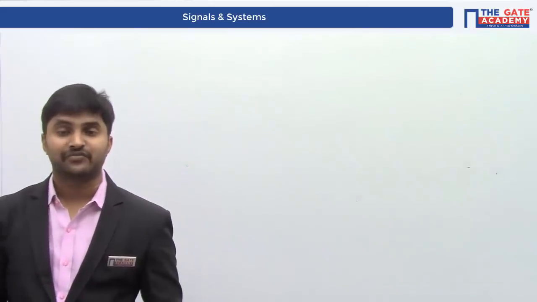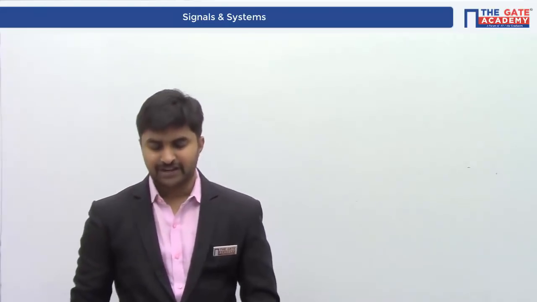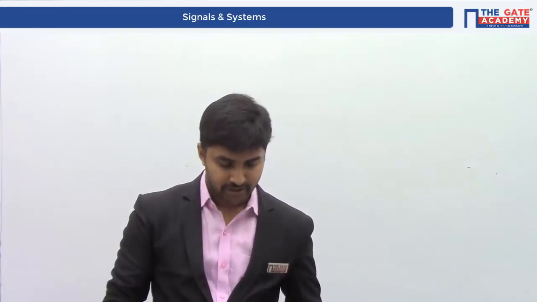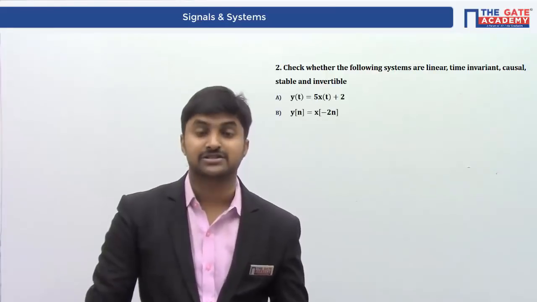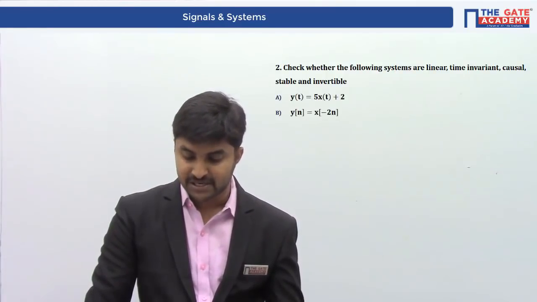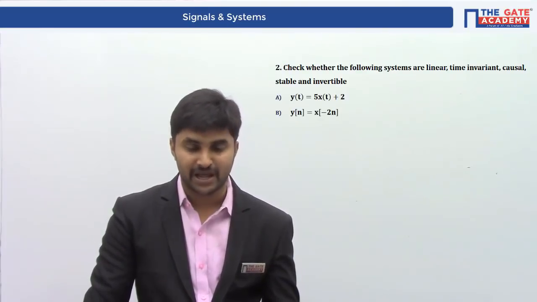With this we complete the first part of the question. Now let us go to the second question, which is based on system properties. Let me read the question. Check whether the following systems are linear, time invariant, causal, stable and invertible. So we have to look at the 5 properties: linearity, time invariance, causality, stability and invertibility.